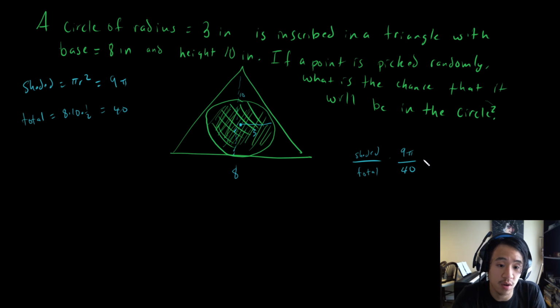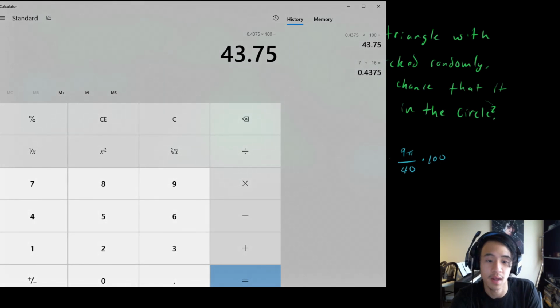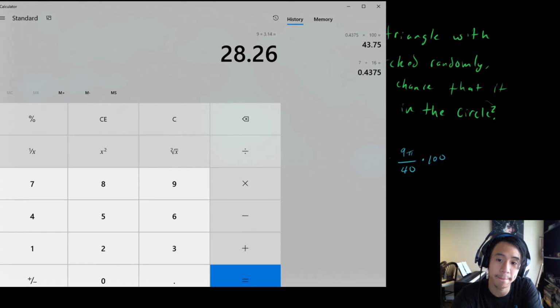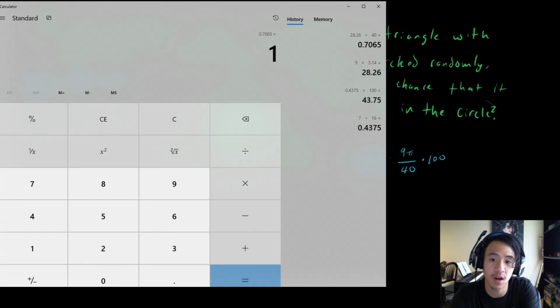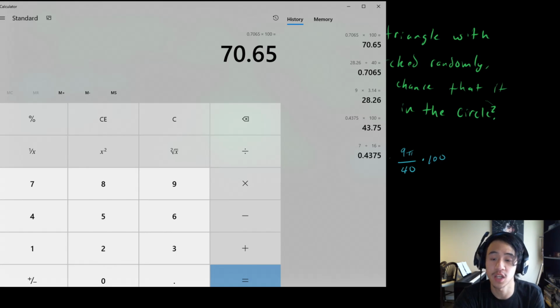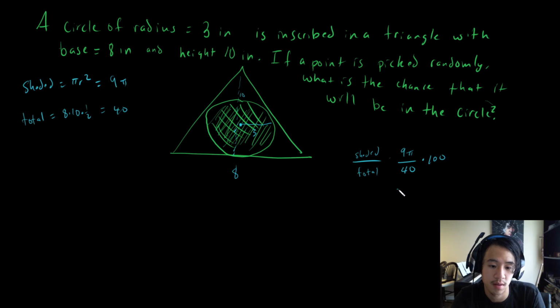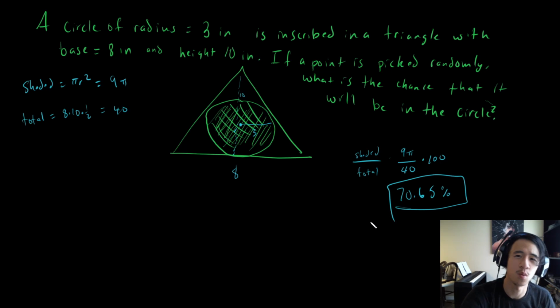And to get a percentage, we can multiply by 100. So let's go ahead and get that into our calculator. Got 9 times, for pi we can just use 3.14. And let's divide this by 40 and times 100. So the probability is 70.65%. And let's get one more example in.